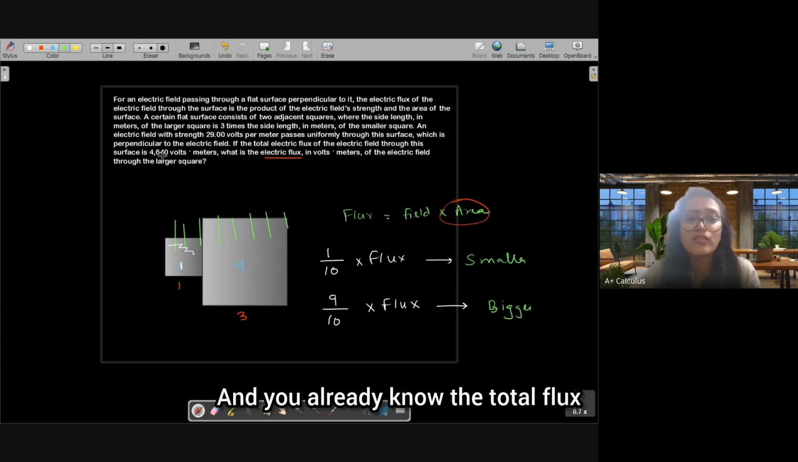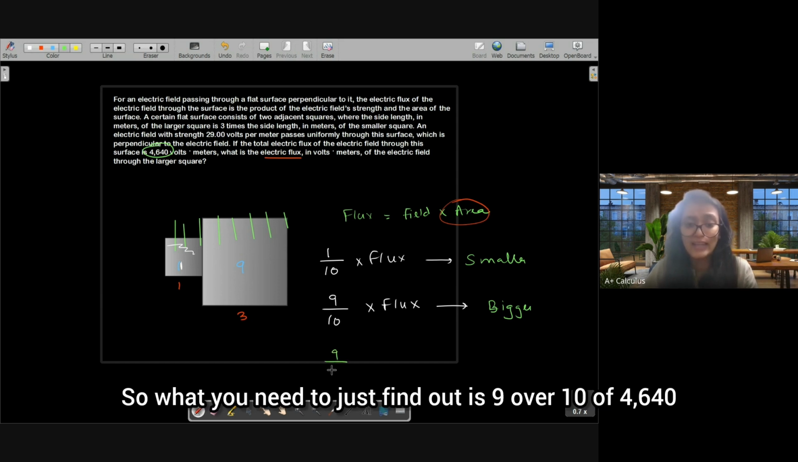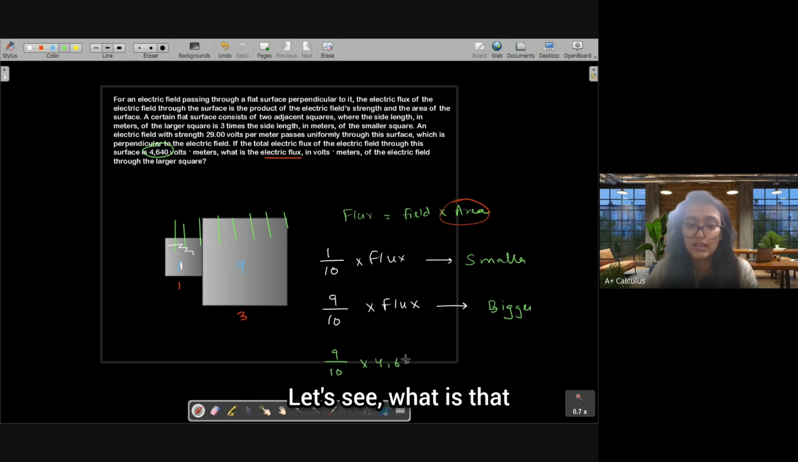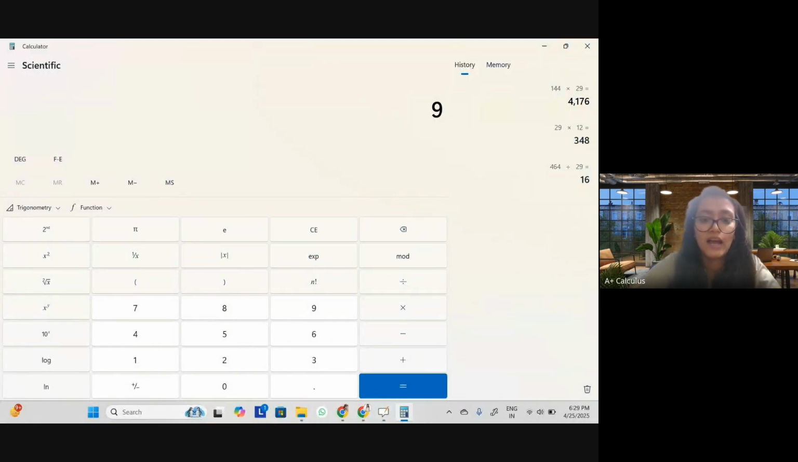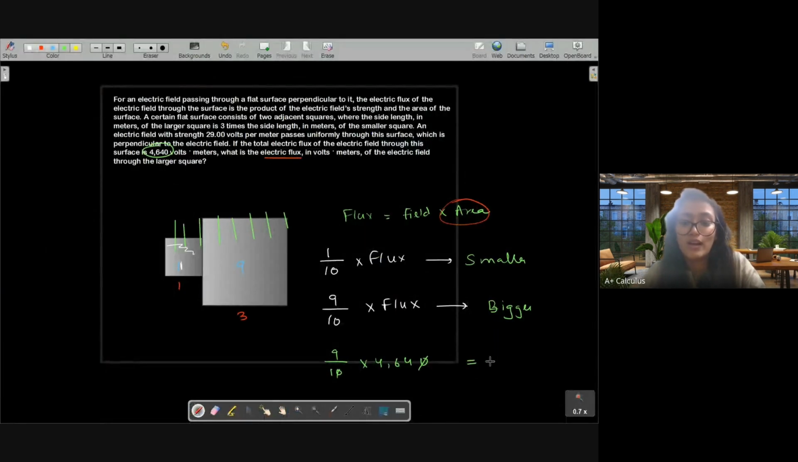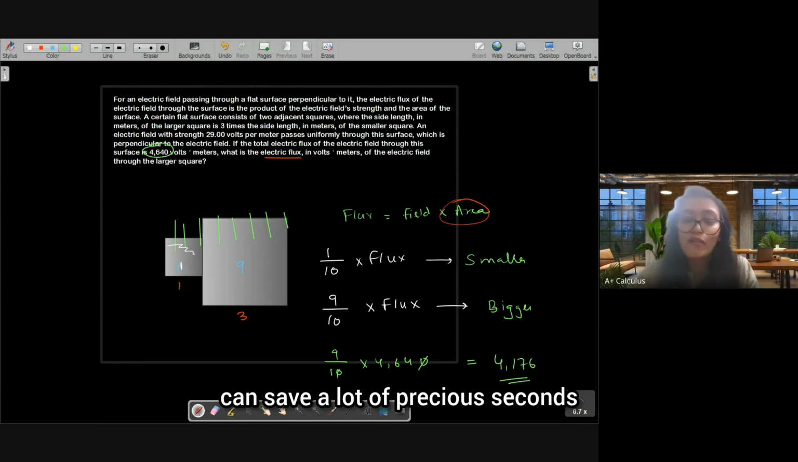And you already know the total flux. The total flux they have given is 4,640. So what you need to just find out is 9/10 of 4,640. That's just 9 times 464. Let's see, what is that? 9 times 464 is also 4,176, and that's your answer. I mean, it's crazy, right? How just a slight change in your perspective can save a lot of precious seconds.